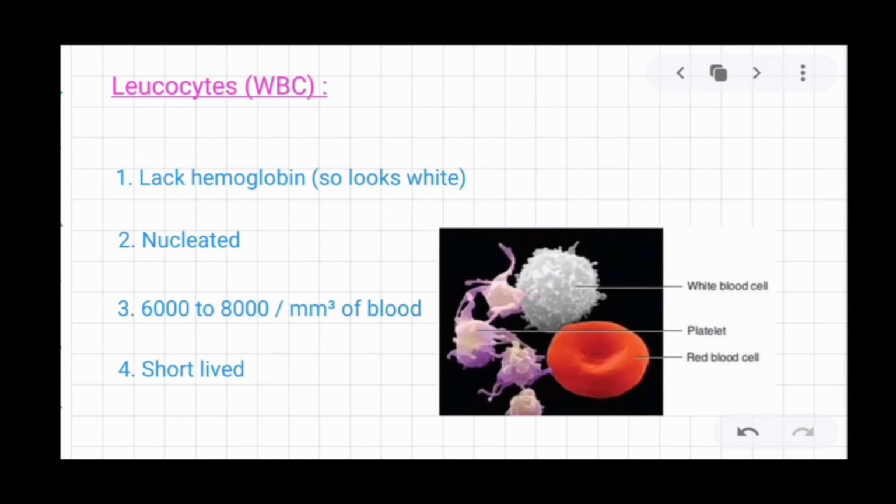So this is the figure of the white blood cells. See, they are white in color. The red blood cells are biconcave and they are red in color. And the platelets.